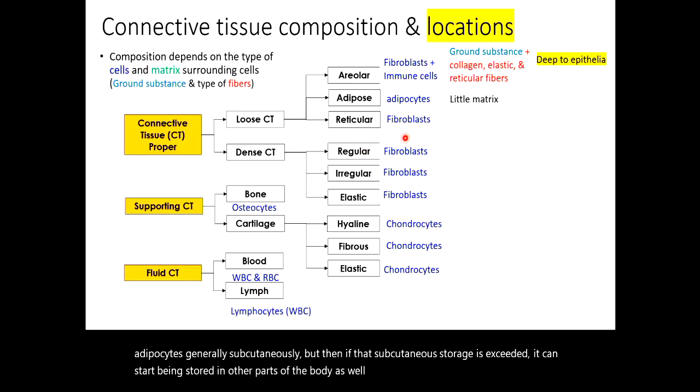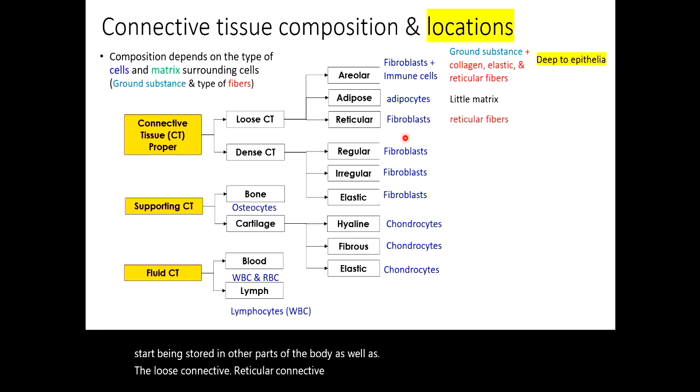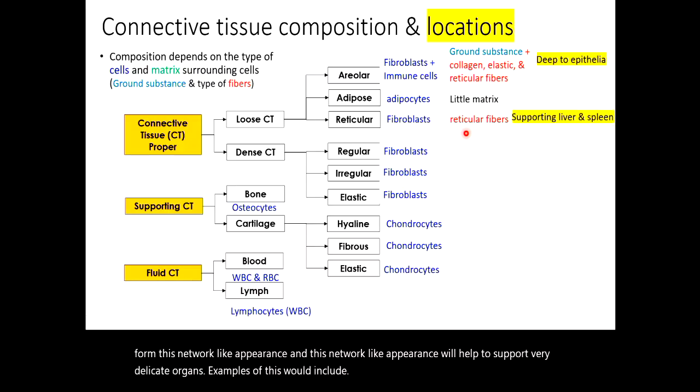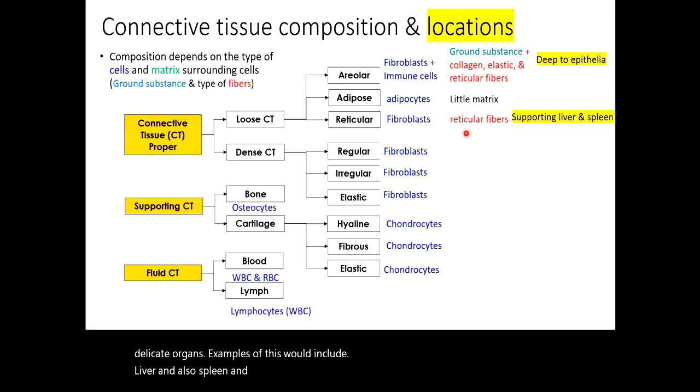As far as the loose connective reticular connective tissue is concerned, you will have reticular fibers which form this network-like appearance, and this network-like appearance will help to support very delicate organs. Examples of this would include liver and also spleen, and even other lymphatic tissues as well in the lymphatic system.